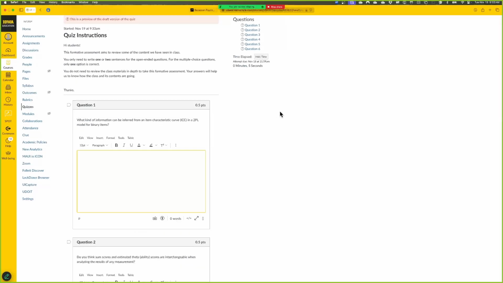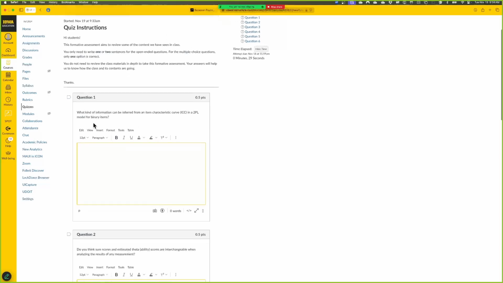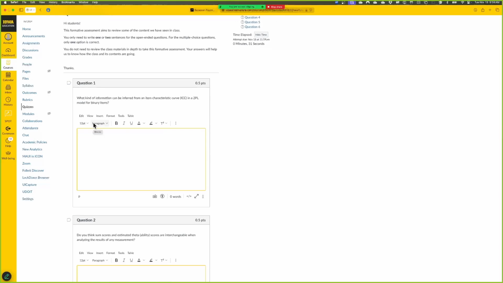What kind of information can be inferred from an item characteristic curve in a 2PL model for binary items? This sounds like the world's worst Trivial Pursuit game. Anyone ever sit around in grad school playing Trivial Pursuit with your friends? Trivial Pursuit Psychometrics edition. Worst one in the world. What can you find from an item characteristic curve? Anybody want to answer?